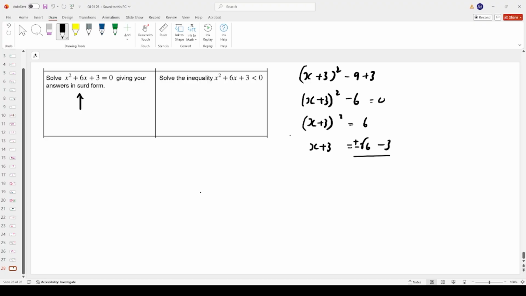And then it says solve the inequality. So when we draw our graph, where are the 2 points going to be, guys? So plus minus square root of 6, minus 3. They're both going to be in the negative region, right? Because the square root of 6 is less than 3. Agreed? And it says it's less than 0.